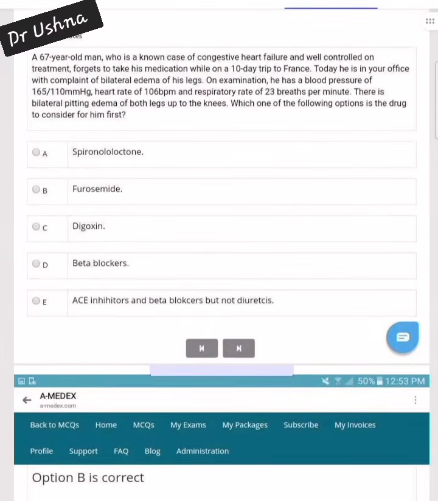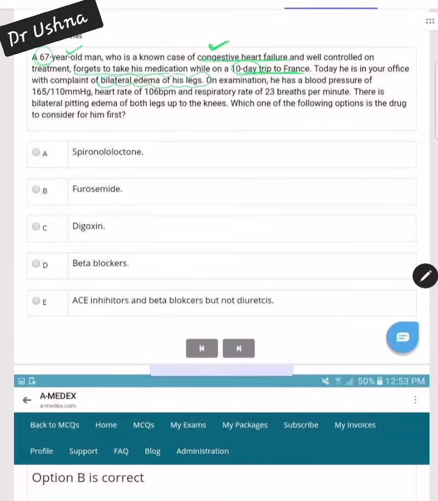Next comes a 67-year-old man. Again, look for the age of the patient. He is a known case of congestive heart failure. He is an old age patient and already has congestive heart failure, so there is a definite comorbidity. He is on treatment but forgot to take his medication on a 10-day trip to France, so he is non-compliant to medication. Today he is in your office with a complaint of bilateral edema of the legs.